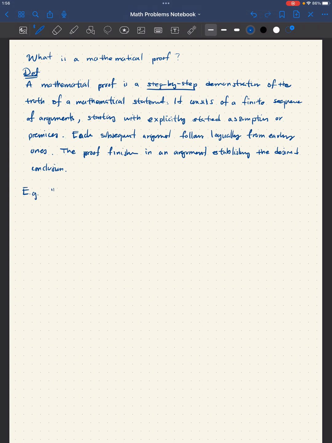Consider the following mathematical statement. The square of an even integer is even. Okay, I'm going to reformulate the statement in such a way so that we can see the implicit assumptions and the conclusion that we want to derive. So I will write it in an equivalent form. What will that be? Well, something along these lines.